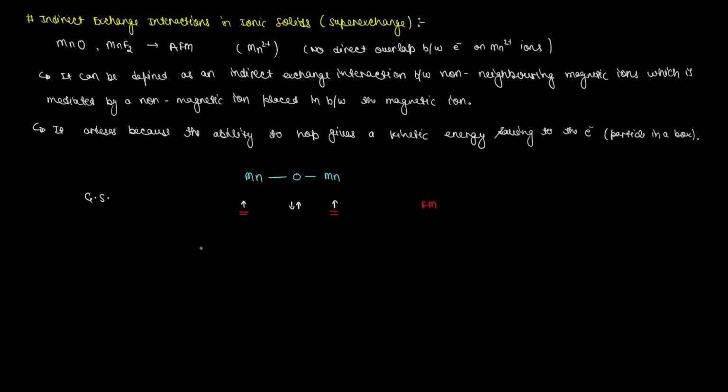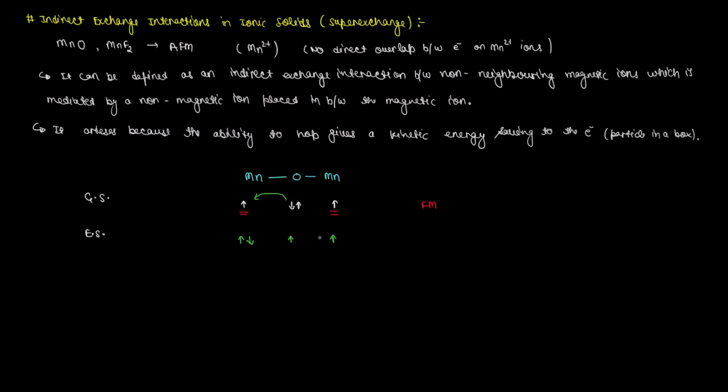So let's see how that could be possible. That could be possible only if this electron from this manganese ion goes to another manganese ion. So let's see how that could happen. If the electron with down spin in the oxygen atom goes to the manganese ion, then it will make up, down, and here it will be up, and here it will be up.